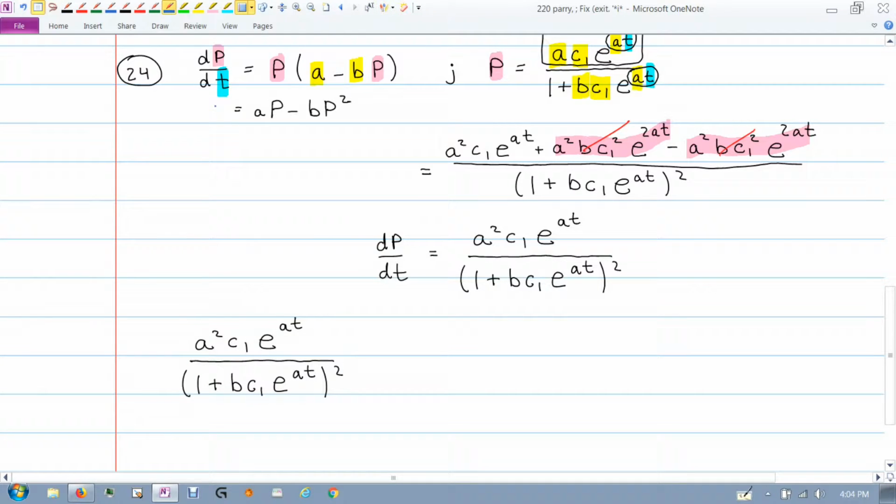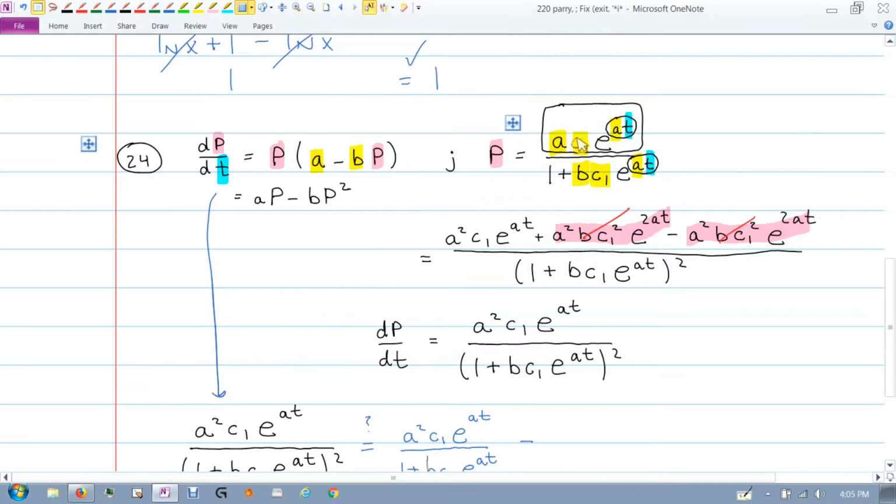So that is the left side. The question is whether or not that's equal to the right side, which is a times p. Here's p over here. A times that would give me a squared c sub 1 e to the at over 1 plus b c sub 1 e to the at. So all I did was add a factor of a to this and made it a squared. Everything else is the same. And then minus b times this thing squared.